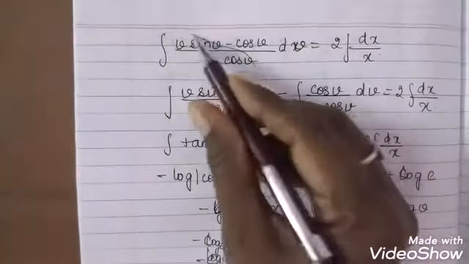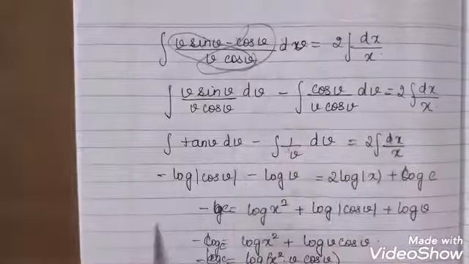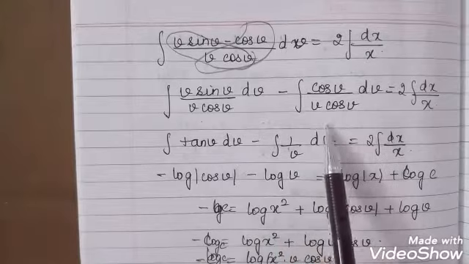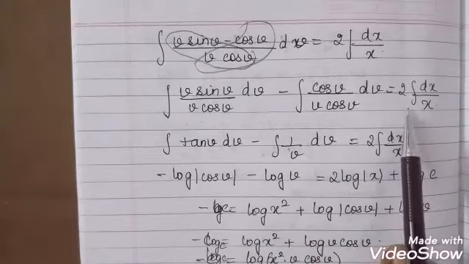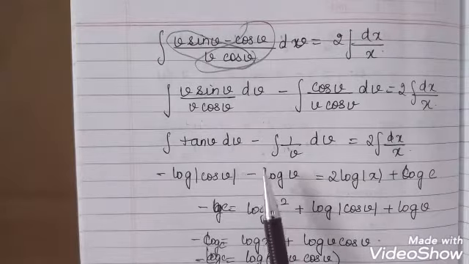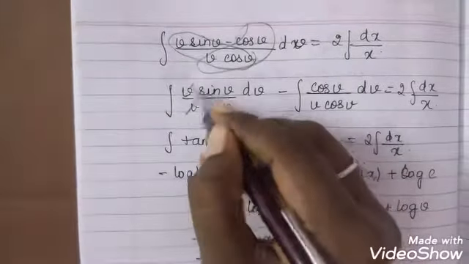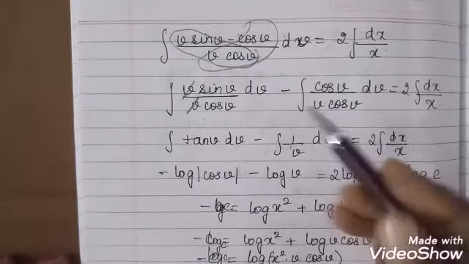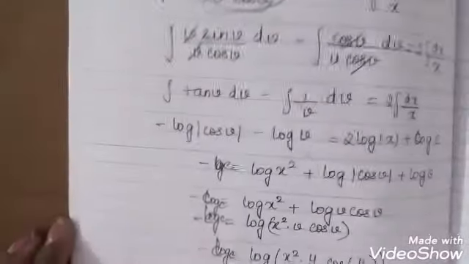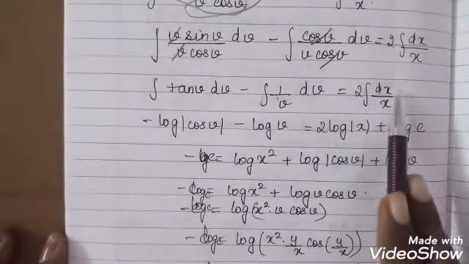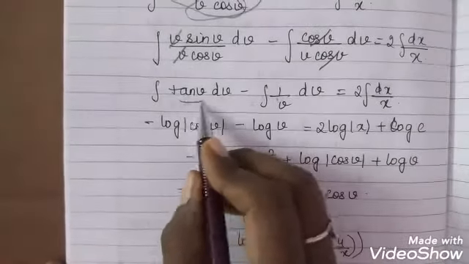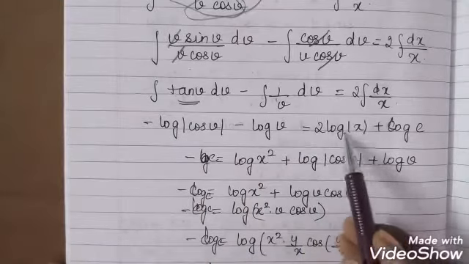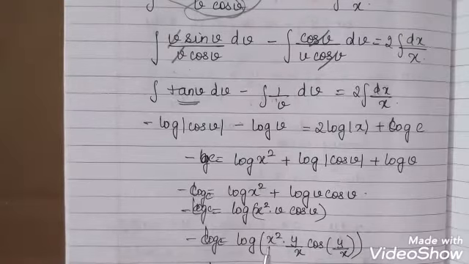So here this one we'll just separate as two separate parts. One is v sin v divided by v cos v dv minus integral of cos v divided by v cos v dv is equal to 2 into integral of dx divided by x. So what will happen here? v gets cancelled. It is integral of tan v dv minus integral of 1 by v. So cos and cos get cancelled. You will be left with 1 by v dv is equal to 2 into integral of dx by x. So what is integral of tan v? That's nothing but minus log mod cos v minus log v, which is equal to 2 log mod x plus log of a constant.